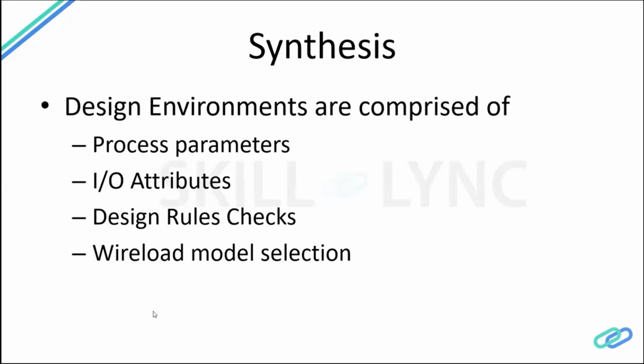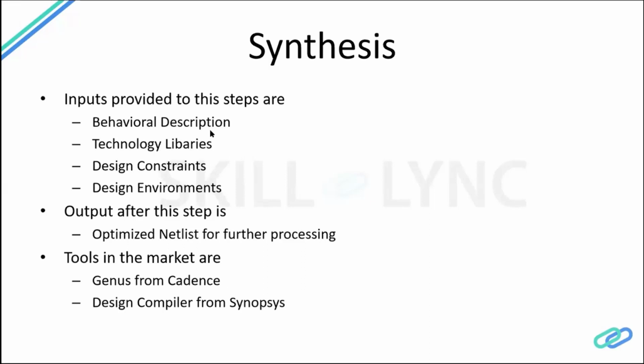Now I'll explain each of the components here. Behavior description and technology library are standard in the market. The behavior description is a general article which you write. Libraries are whatever you have; you use them. Then design constraints and design environments.